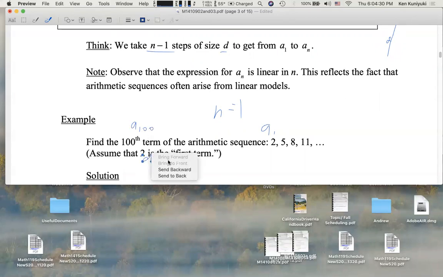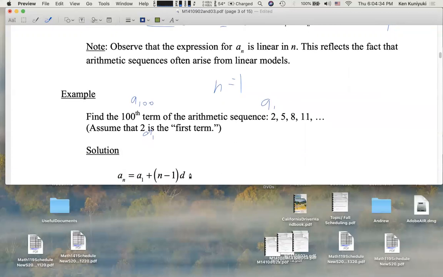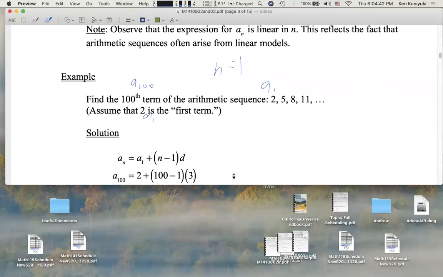2 is a sub 1. Okay, so we can use our handy-dandy formula. We want to know the 100th term, so we plug in n equals 100, right? Because we want the 100th term. N equals 100. We know from before the common difference is 3.